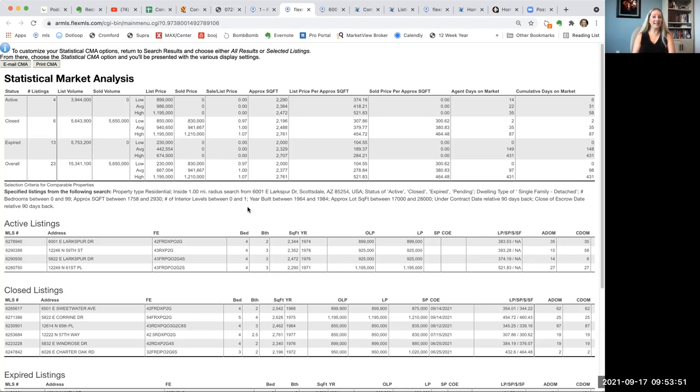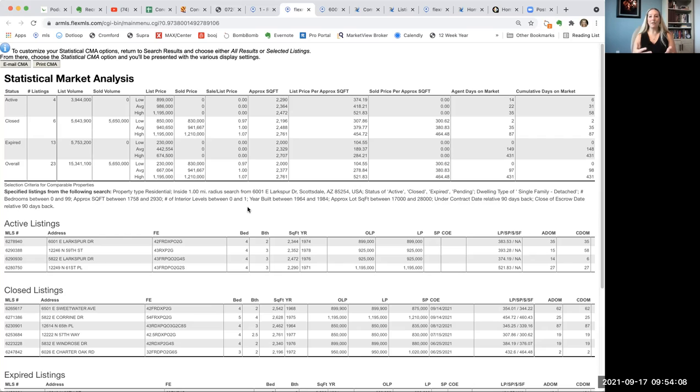Again, my hope is that this just gives you a really good overview of what's active, what potentially is pending that may be comparable, and then of course a comparison of what has closed, both through the MLS and with the tax records, to make sure that those are somewhat in alignment.